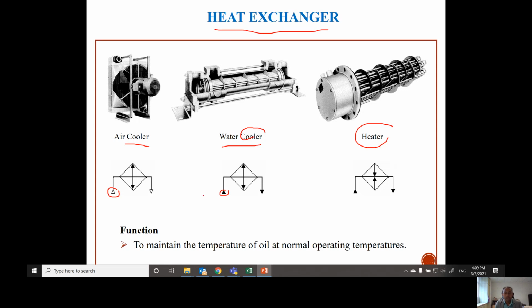Okay, so you use this in order to maintain the temperature of the oil at normal operating temperature. So it depends. If the temperature is too high, you want to maintain it, then you need to lower it down, so you need to use a cooler. If the temperature is too low, then you need to bring it back to the normal temperature, so you have to use a heater because you need to increase the temperature.